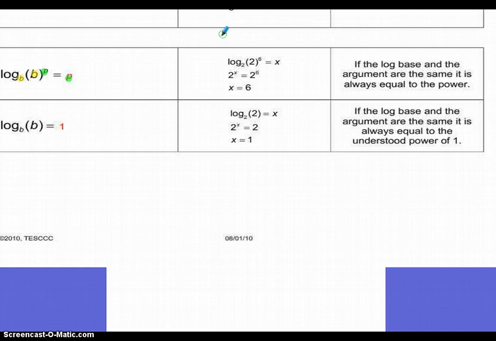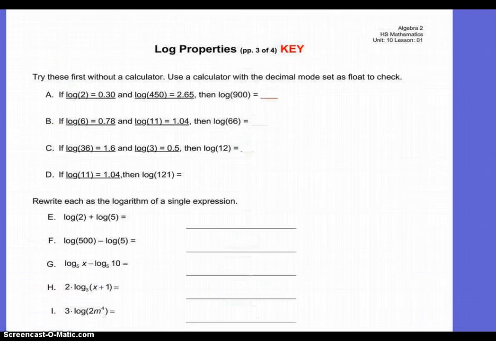On the bottom example, it's showing log base b of b equals 1. If the log base and the argument are the same, it is always understood to be to the power of 1. So make sure you understand that rule as well. We're going over that more tomorrow. Okay, now let's go to the third page. Now they want you to try these out with the calculator.